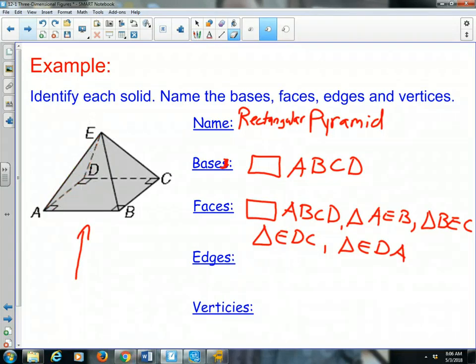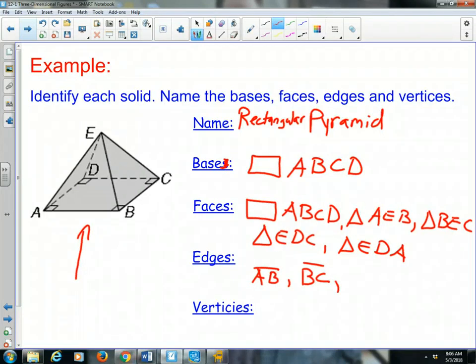Now we have to list all of the edges. So the edges are all line segments. So going around the base, AB, BC, CD, DA. Those are 4 of the segments. Segment AB, BC, segment CD, and segment DA.